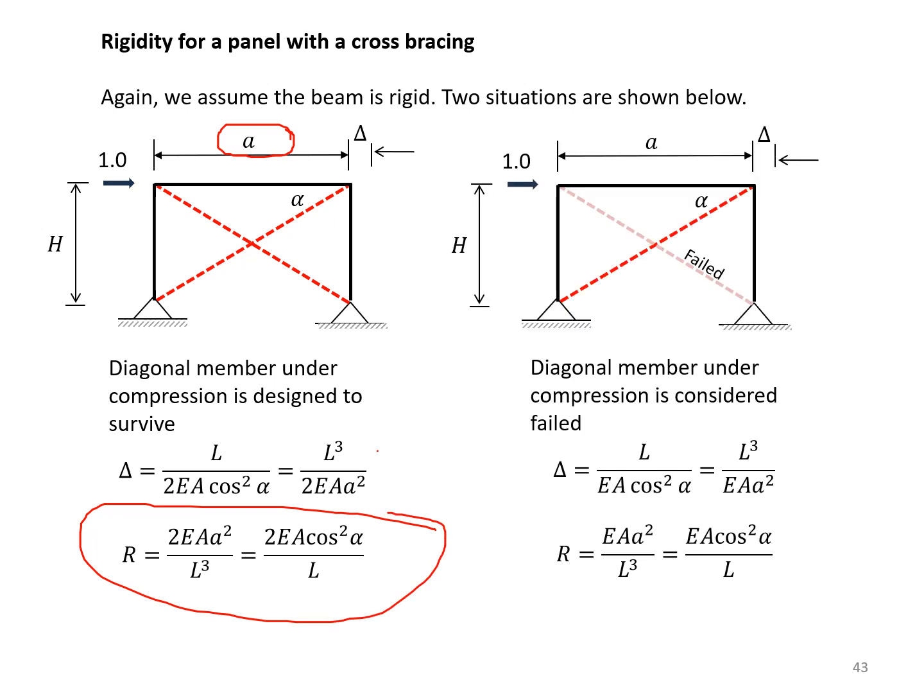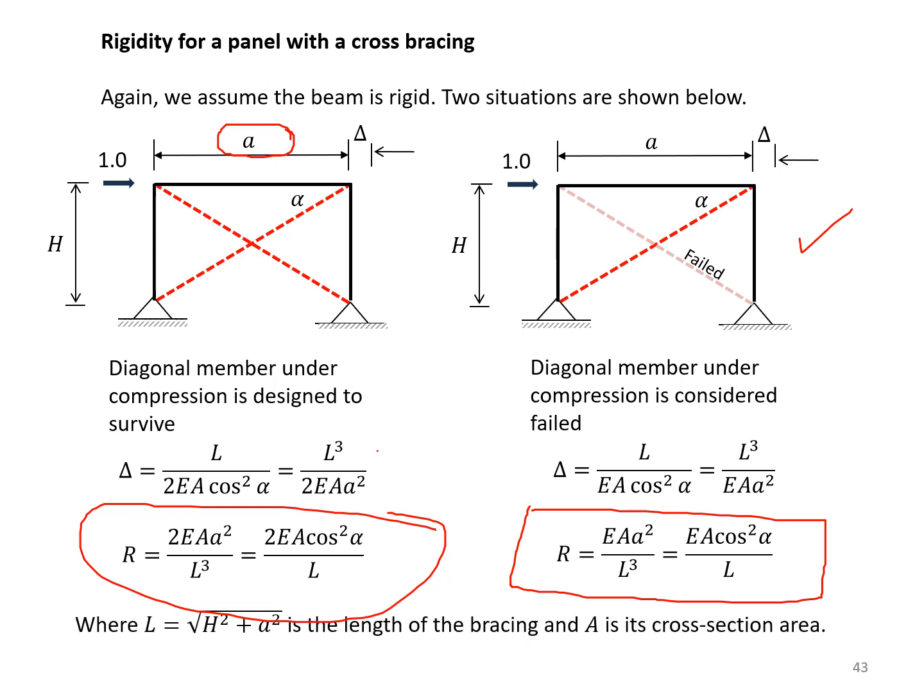However, sometimes we consider that the compression bracing has failed. Only the tension bracing works. In that case, as you can see here, the rigidity is 1/2. In other words, this system is more flexible. So it all depends on how you idealize your system.